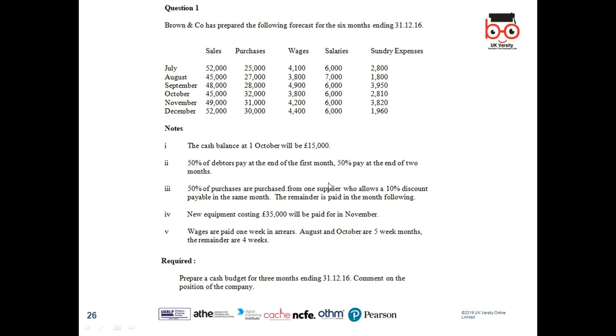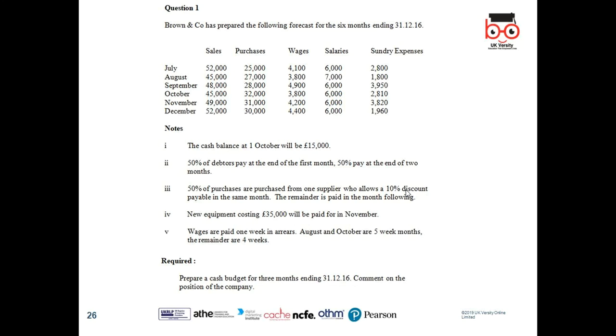For purchases, 50% will be paid in the month we purchase, but we will get a 10% discount as well. So if our purchases are 25,000, 50% will be 12.5. Of the 12.5, we need to pay 90% because we are getting a 10% discount. Then the remaining 50% will be paid in the following month.